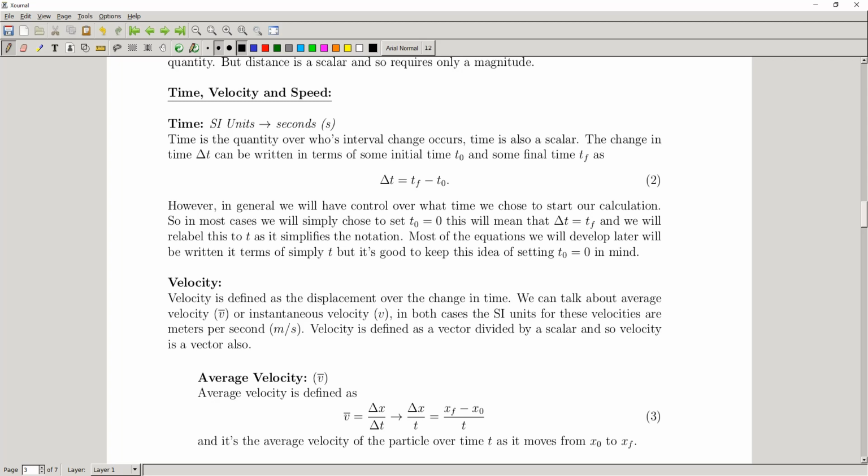So time, the SI unit for time is seconds, and so we're going to try to, as often as possible, convert all of our times back into seconds when we're doing calculations.